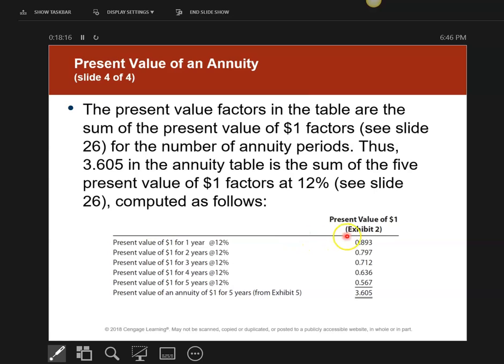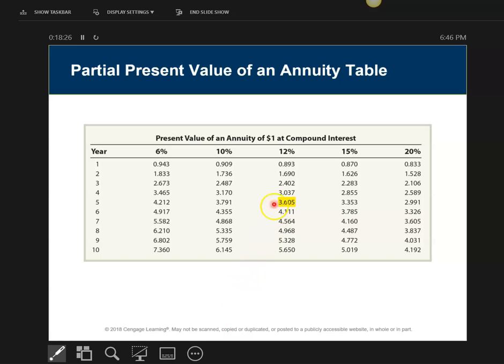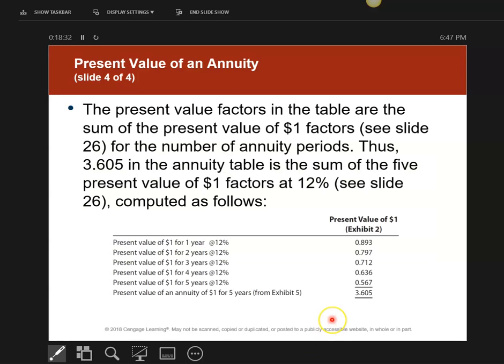So if you look at each year, if I look at each percent, these are multipliers. These are the different periods at 12%. Let's go back. So if you notice that each year, these are the different multipliers. They change each year. And so here they are here. And if I add them up, it would be 3.605.